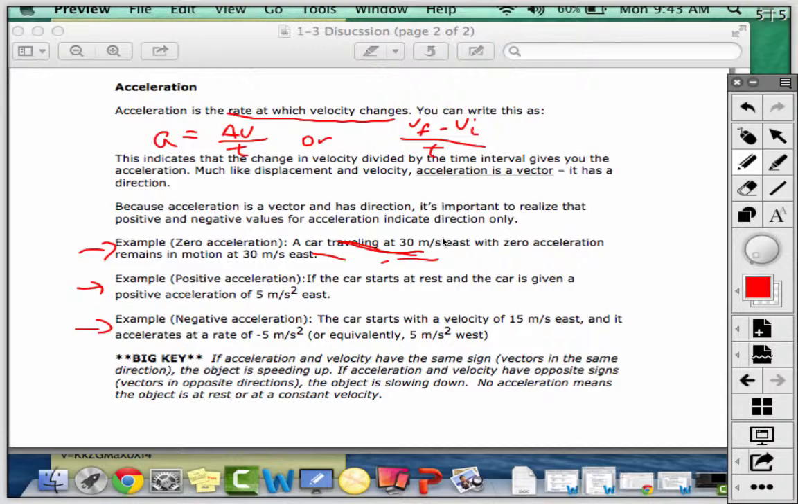If it keeps that constant acceleration. All right. An example of a negative acceleration: the car is going 15 meters per second east, and it accelerates at a rate of negative 5 meters per second squared. That negative is basically the equivalent of saying in the opposite direction that it's traveling. So what does that mean is happening to the car? It's slowing down. After 2 seconds, what would the speed of the car be?